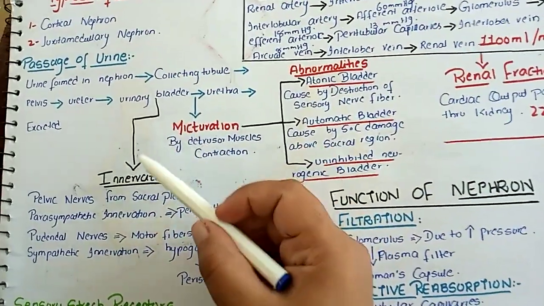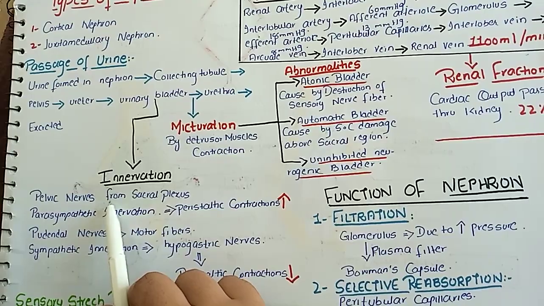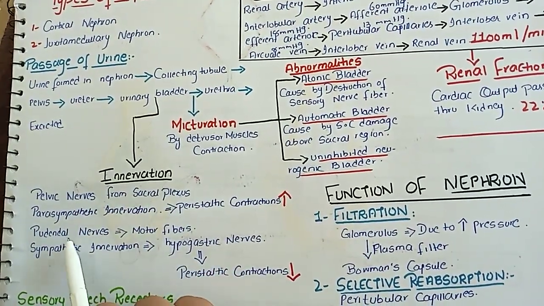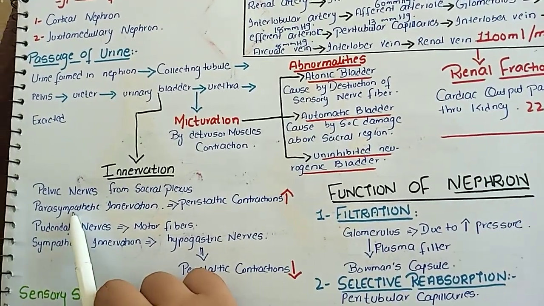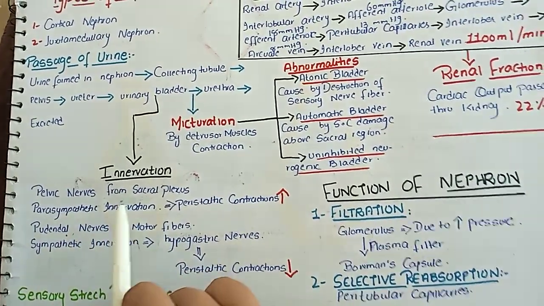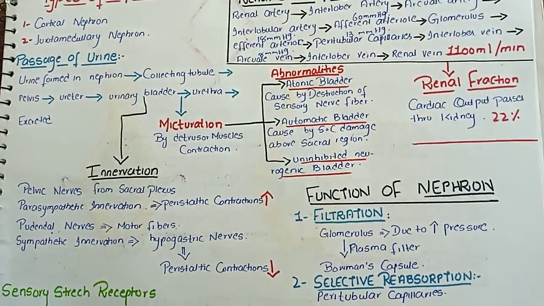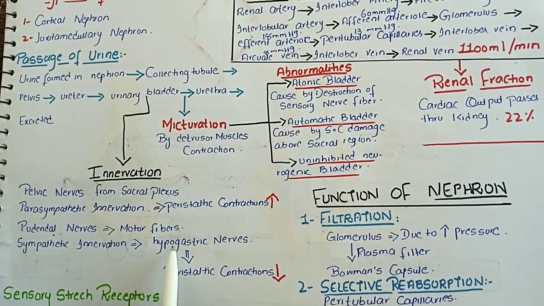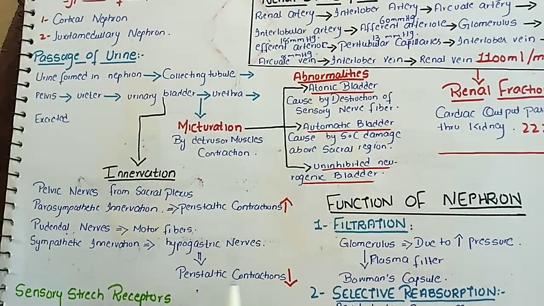Now I will explain the innervation of the urinary bladder. The sensory innervation of the urinary bladder is from the pelvic nerves, from the sacral plexus, and the motor innervation is from the pudendal nerves. The parasympathetic innervation always acts to increase the peristaltic contraction of the bladder, and the sympathetic innervation, which is produced by the hypogastric nerves, always acts to decrease the peristaltic contraction of the bladder.